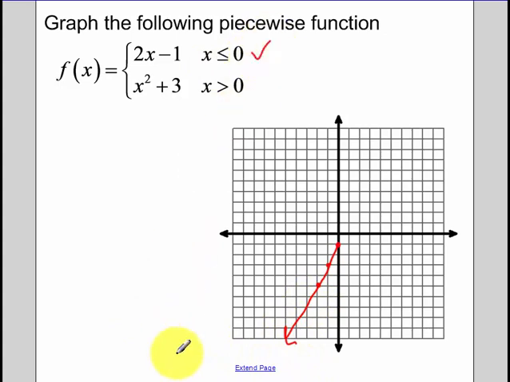That's this top part. The next part is x squared plus 3, so it's going to look like a parabola, for x greater than 0. So I plug in 0 for my x to get where my graph starts. We start at 3. And then I plug in 1, and I get 4. I plug in 2, and I get 7. The graph looks like that, with an open hole at the y-coordinate of positive 3.